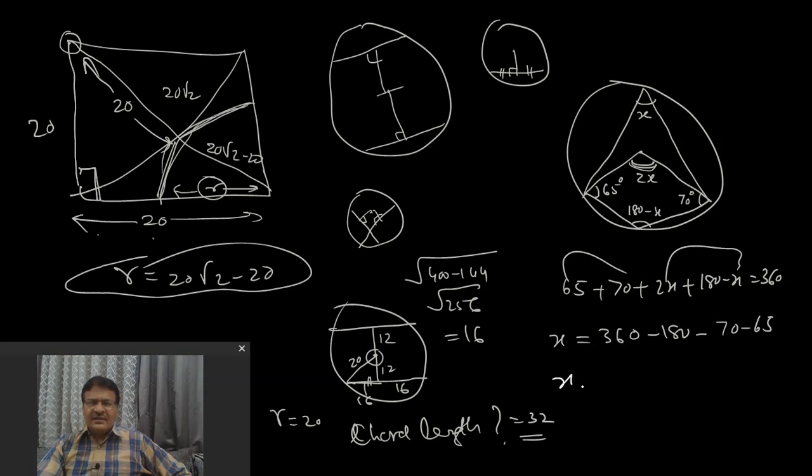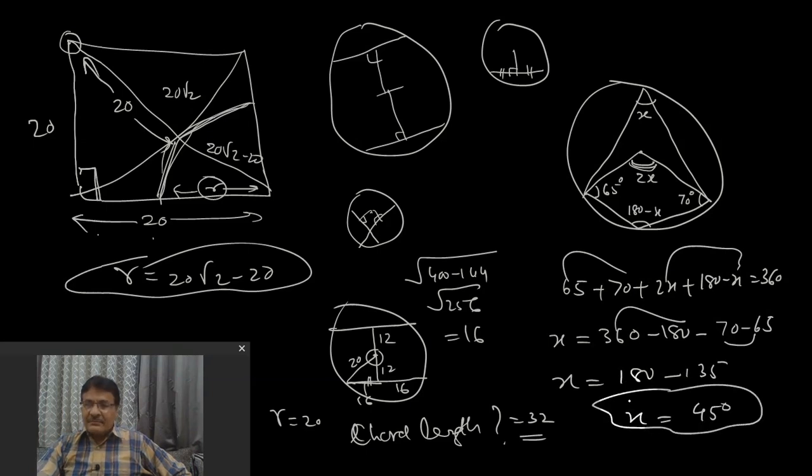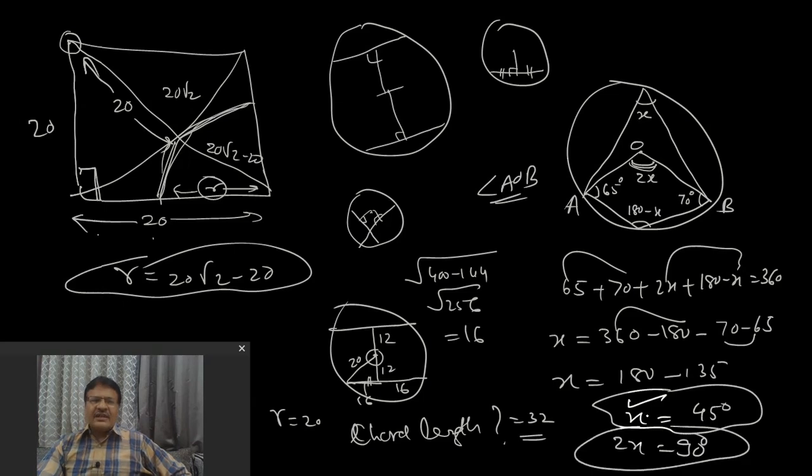So finally what do I get? 360 minus 180, 180 minus these two, 135. So I think I am getting 45 degrees. Is that clear? I am not getting the answer, I am getting x. My answer is this 2x, because what I am asked is this 2x. Suppose this is A, this is O, and this is B. What is angle AOB? That is my question. So this should be 2x, that is 90 degrees. Is that clear? So this way we can determine the answers.